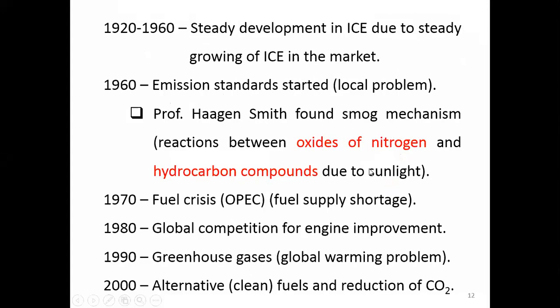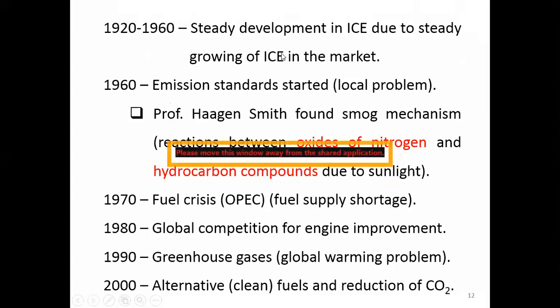Okay, so then from 1920 to 1960, this is the golden years of the ICE, because there was steady development in the internal combustion engine. More and more, the market started to accept this kind of engine. So it's a golden year. People made money from the internal combustion engine.